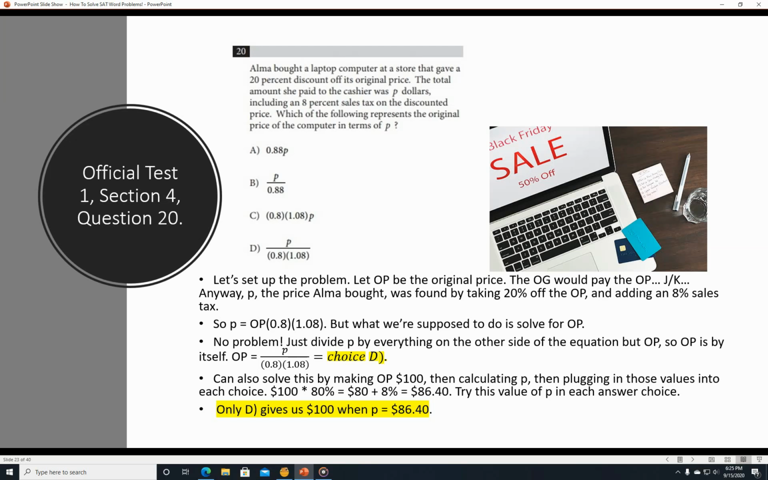All right, let's set up the problem. Let OP equal the original price.